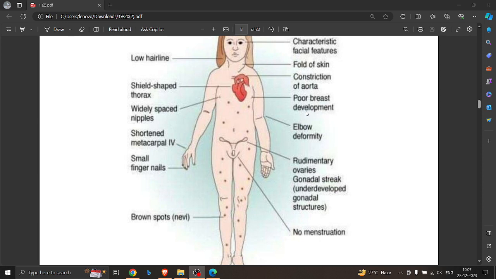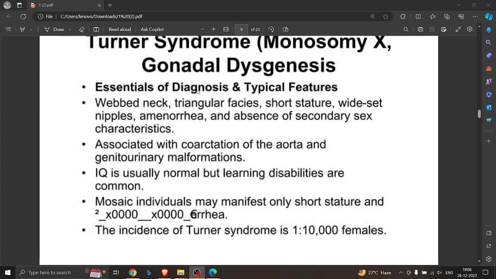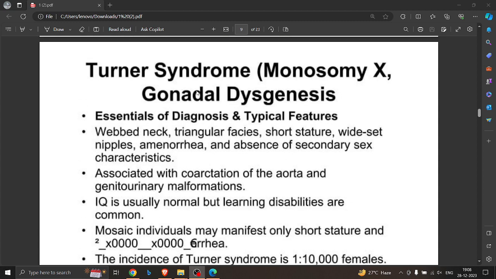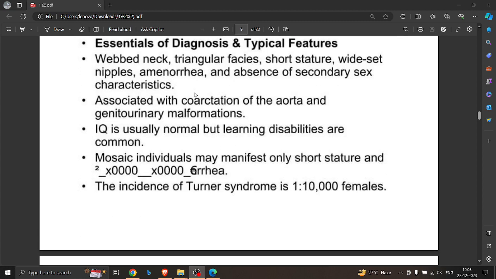If you see here, the poor breast development, elbow deformity, and rudimentary ovaries, and no menstruation cycles for them, small fingernails, brown spots. If you see here, the brown spots, these are the widely spaced nipples, and shield-shaped thorax, and also the low hairline here. So these are the symptoms. So Turner syndrome, these are the features that I described.